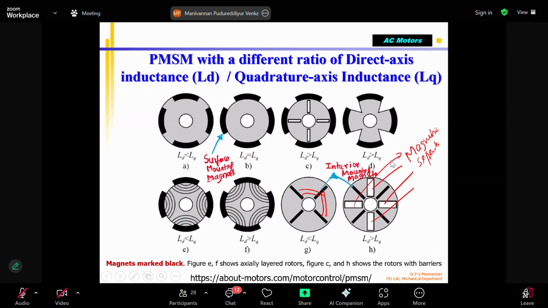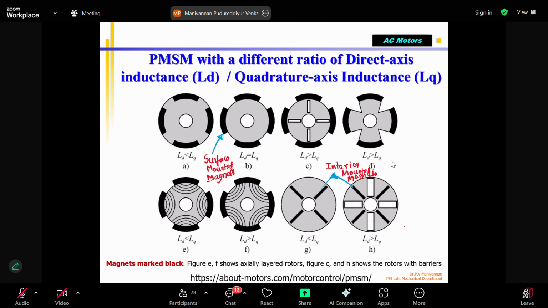Each shape, how the magnets are mounted, interior, all these things have some advantage. You can see it if you want more detail later, because we have limited time. We are trying to understand what are the different types of motors used in electric hybrid vehicles, because we need to cover a lot of syllabus.